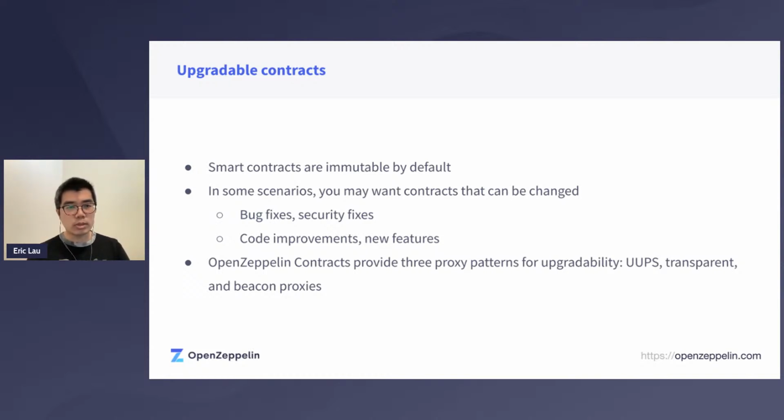The OpenZeppelin Contracts library provides 3 different proxy patterns that you can use in order to write and deploy upgradable contracts. And these are the UUPS, transparent, and Beacon proxy patterns.